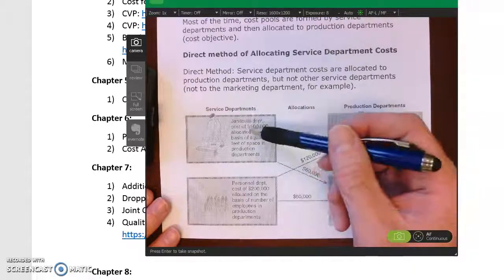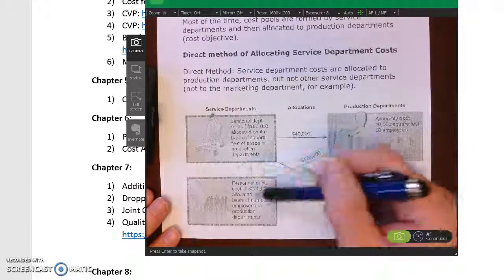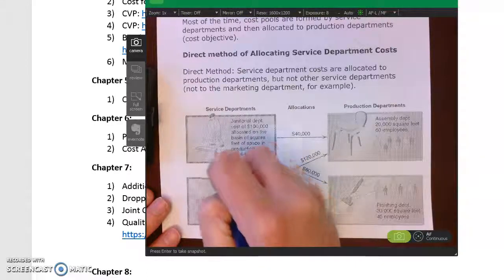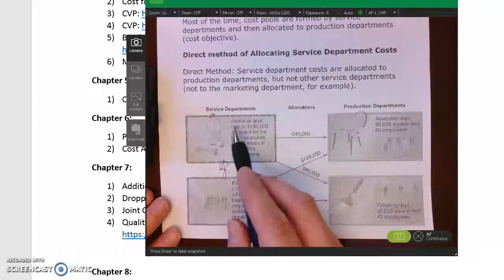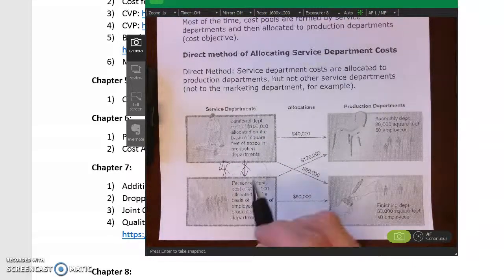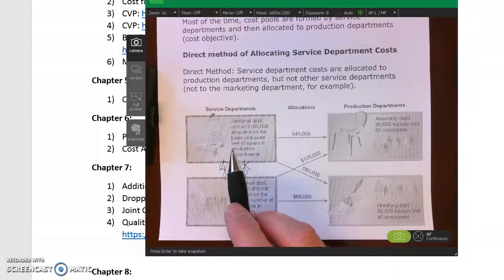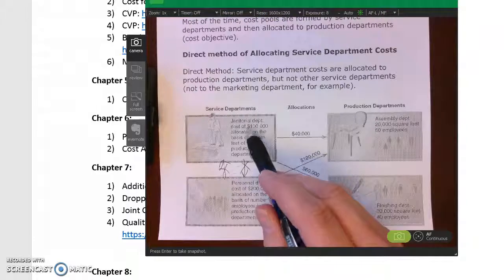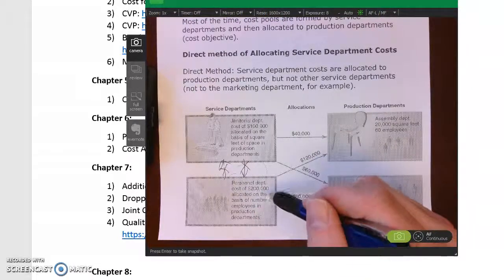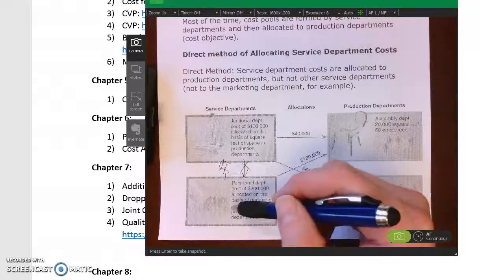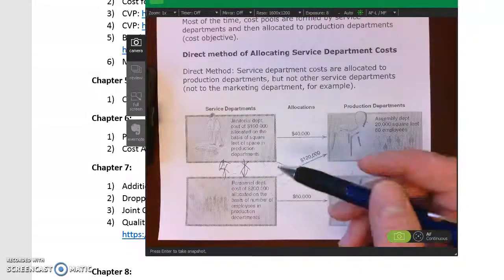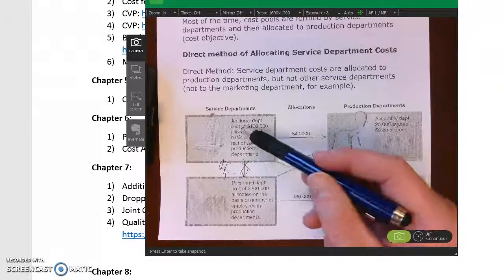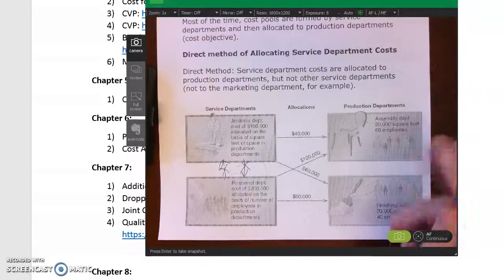So even though the janitorial department could clean the offices of the HR department, they will not allocate their costs out. This does not happen, and neither does this. Even though HR could be involved in hiring folks in the janitorial department, they would not allocate their costs out to the janitorial department. The direct method says, by definition, service departments allocate their costs to production departments. That's why janitorial goes to assembly and to finishing, HR goes to assembly and to finishing, but HR does not go to janitorial, janitorial does not go to HR. Okay? There are other ways of doing this discussed in cost accounting books, the step method and the reciprocal method, that consider this relationship. We're only considering the direct method. Okay?